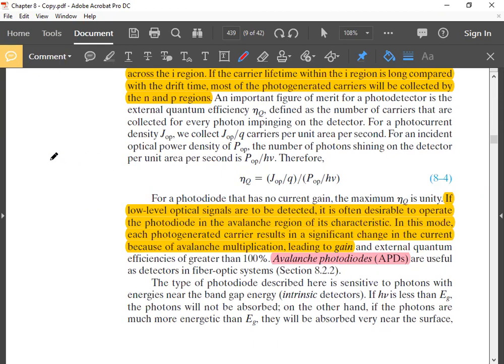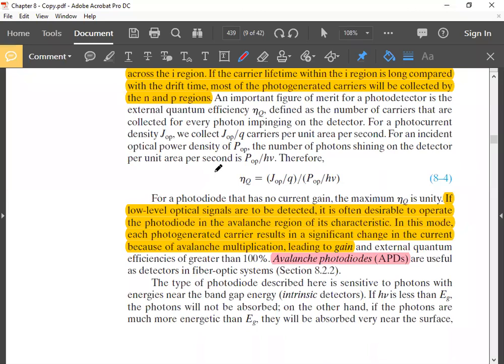When there is a large electric field, what happens to the optically generated carriers? They will drift through the depletion region, right? When they are drifting, remember there is acceleration. Acceleration means the carriers are gaining energy because of the field present in the depletion layer. The field is so high that the acceleration is also very high. Those optically generated electrons get sufficient energy to cause impact ionization.